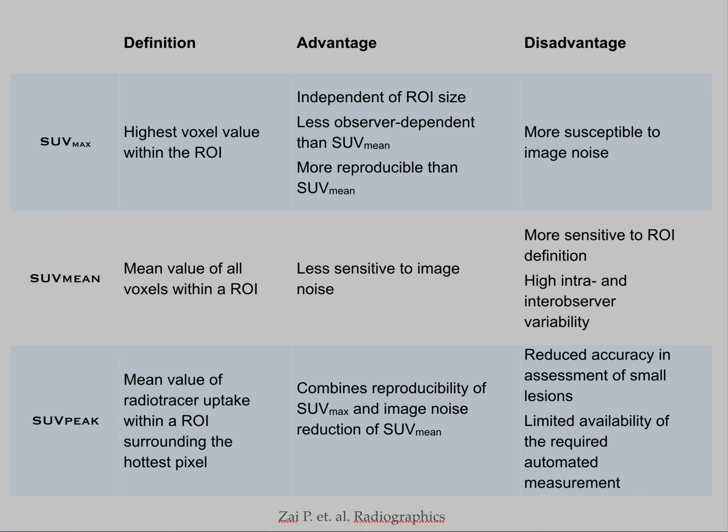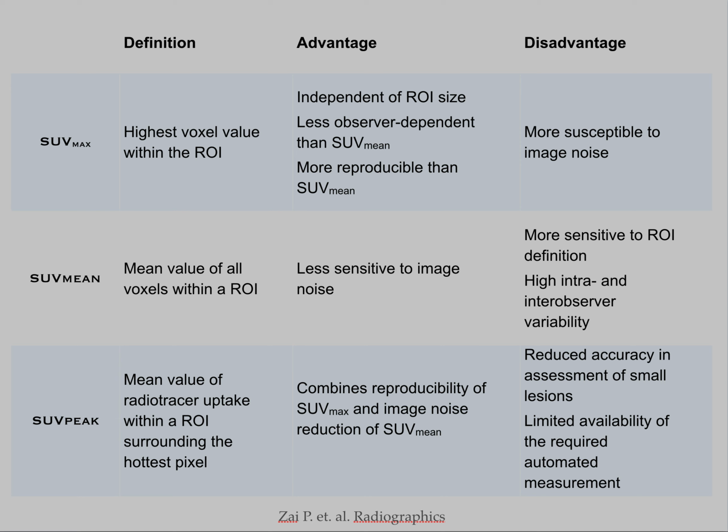There are several ways that we can report SUV. The most often is using SUV max, which is the highest voxel value within the ROI. And the big advantage is it's extremely reproducible because this is done by the computer that simply searches for the highest intensity voxel.